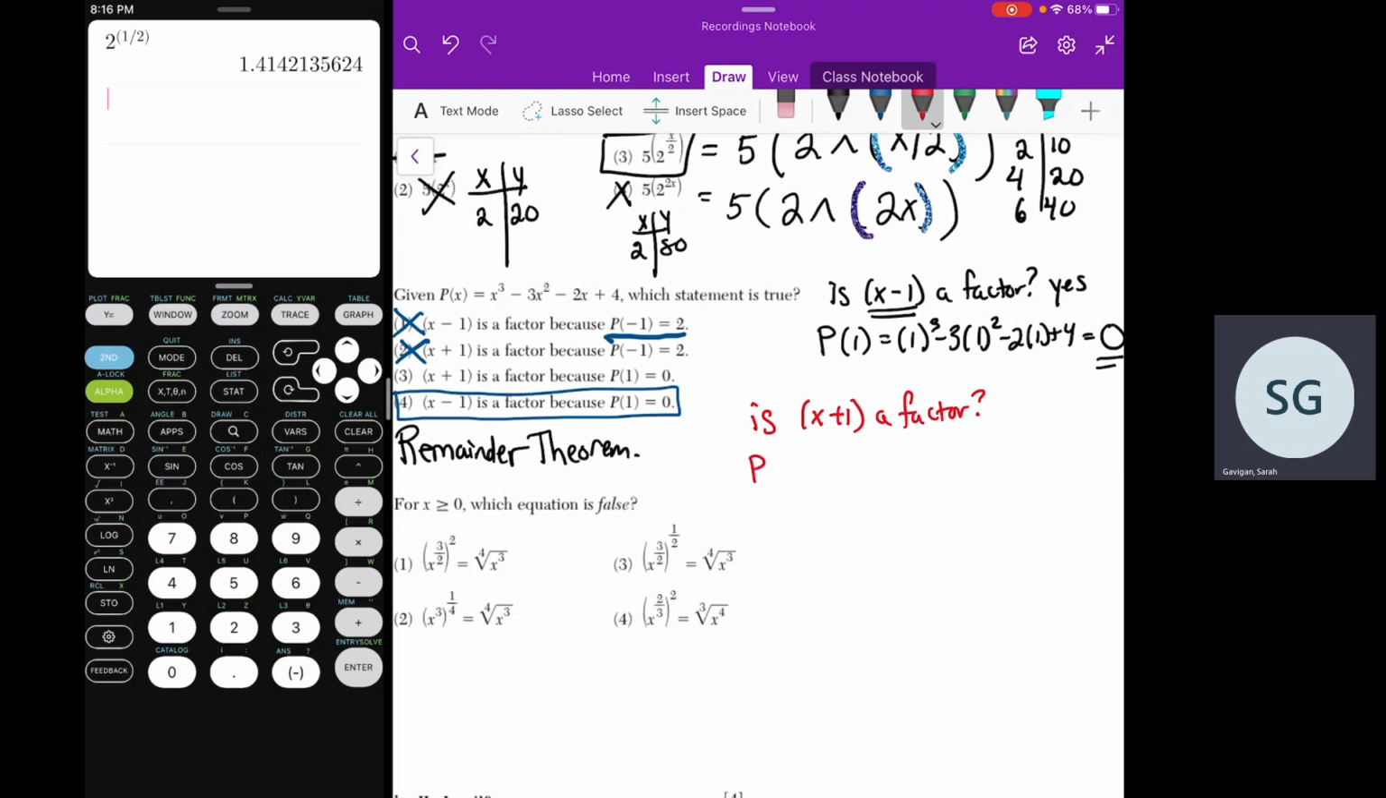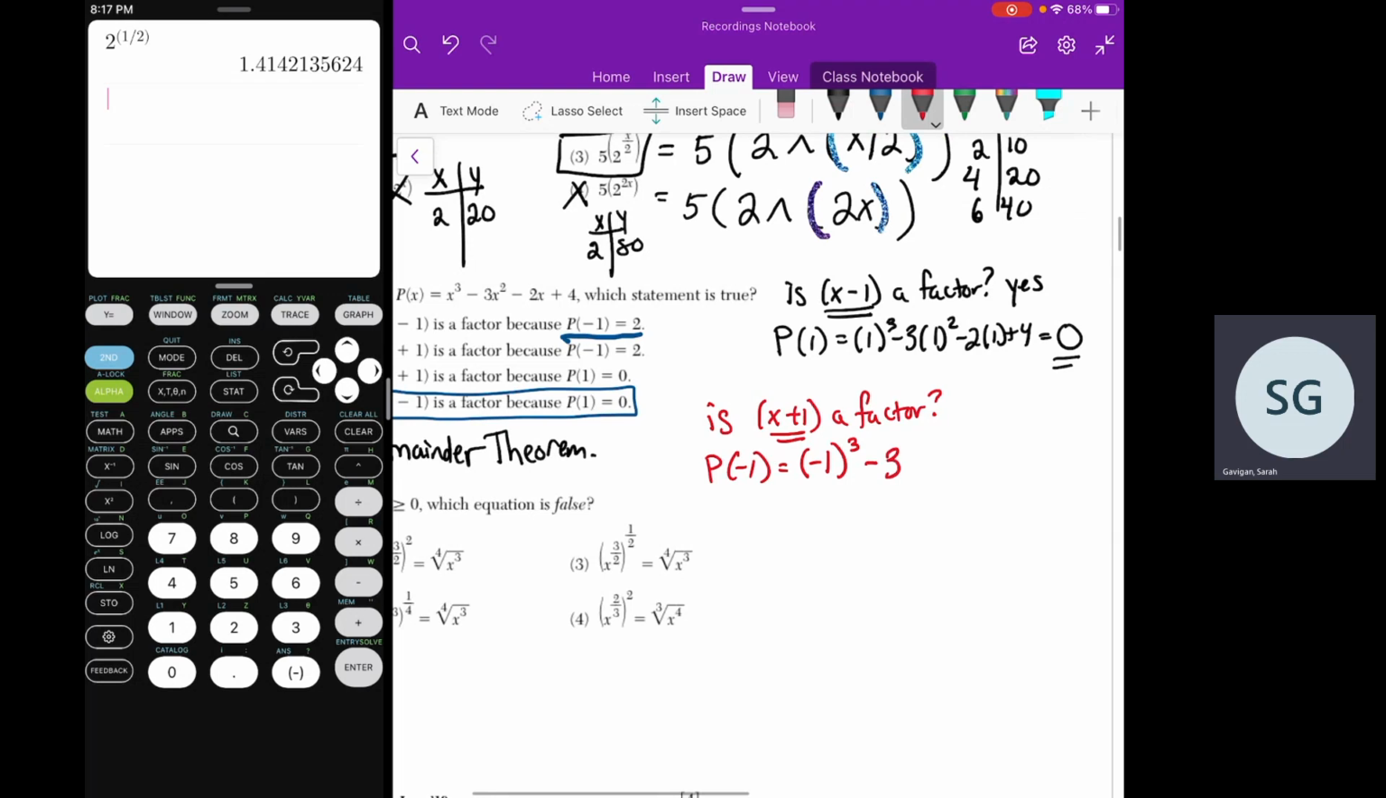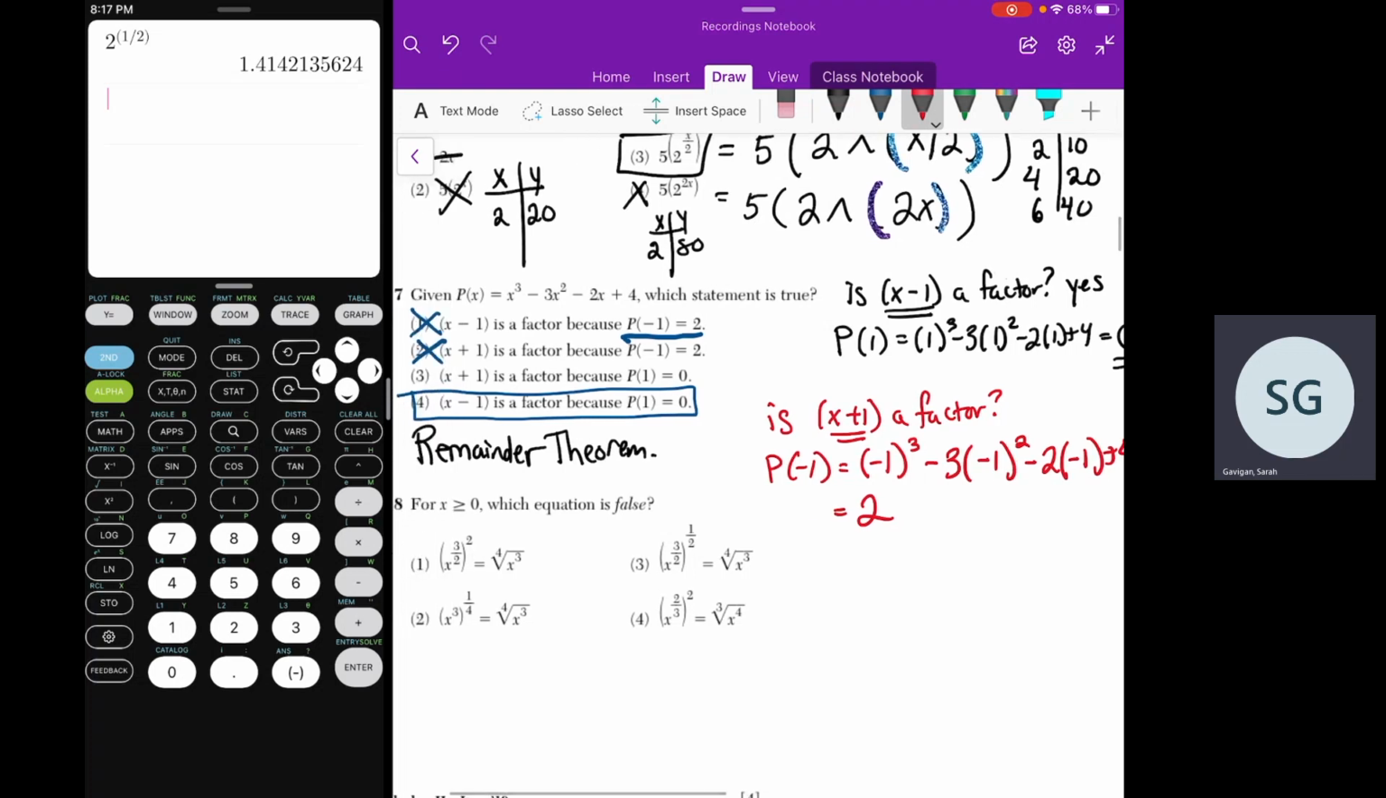Okay, so let's plug in. What you do is you plug in the opposite sign here. Now use parentheses. See, I have parentheses around there. You need them. So p of negative 1, when you type that into your calculator, p of negative 1 equals 2, not 0. So although p of 1 equals 0, that doesn't tell us that x plus 1 is a factor. That doesn't relate. So the answer is choice 4.